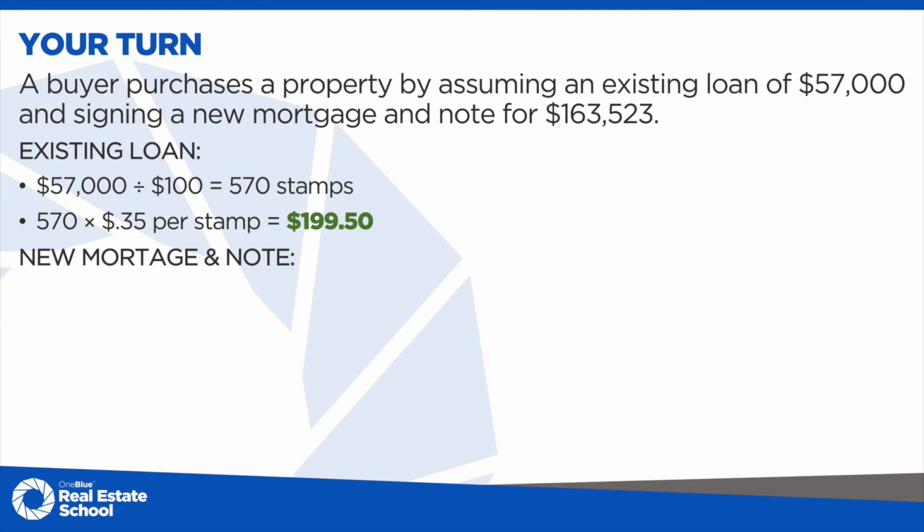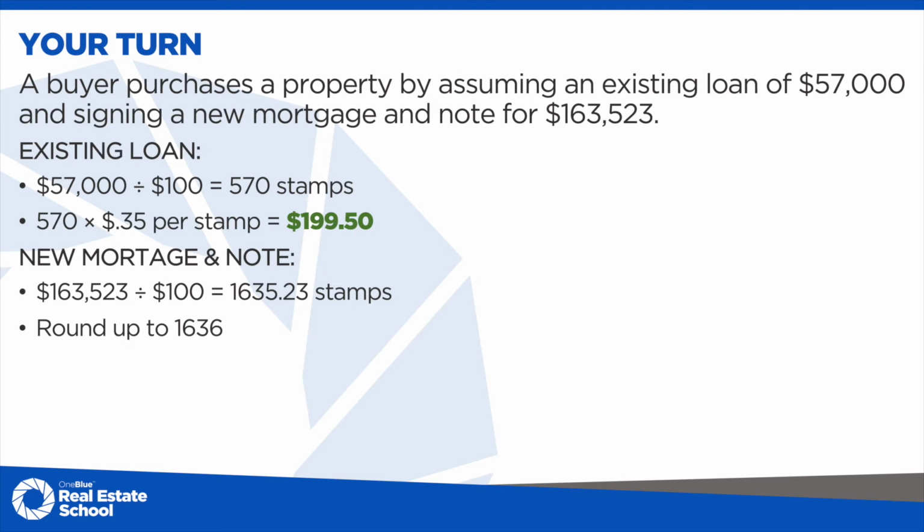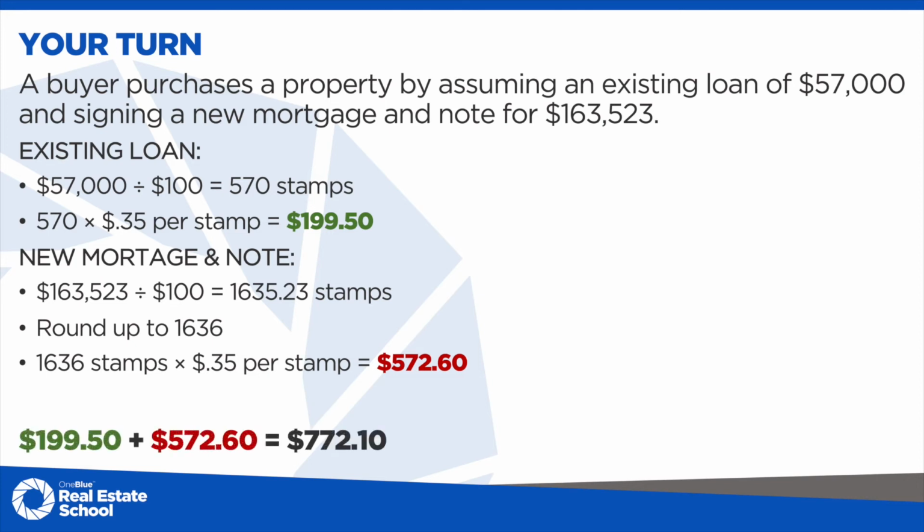For the new mortgage note, $163,523 divided by 100 gives me 1,635.23 stamps. Have to round that one to 1,636. Multiplying that by 0.35, the cost of the stamp, my documentary stamp tax is $572.60. Add them together, my total is $772.10.